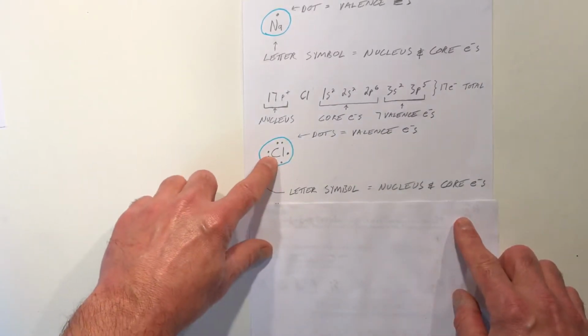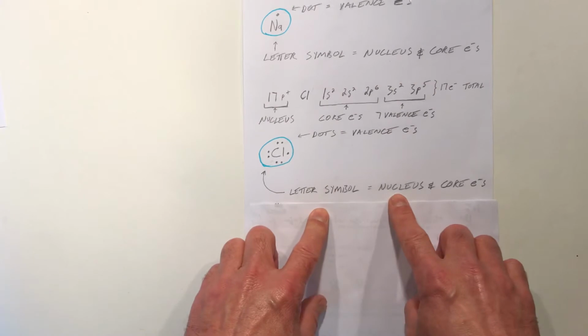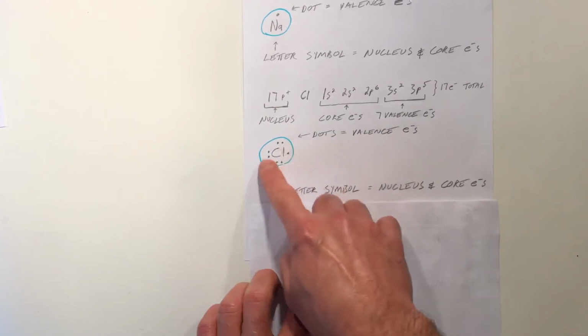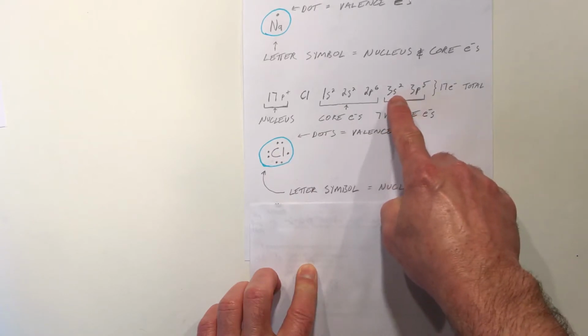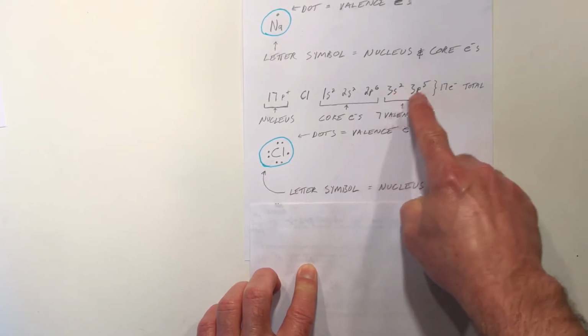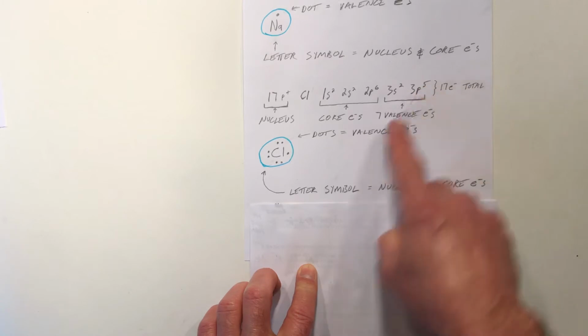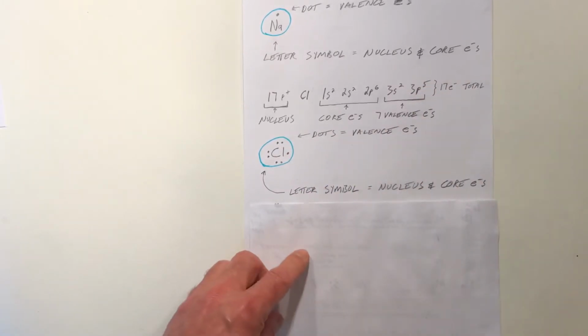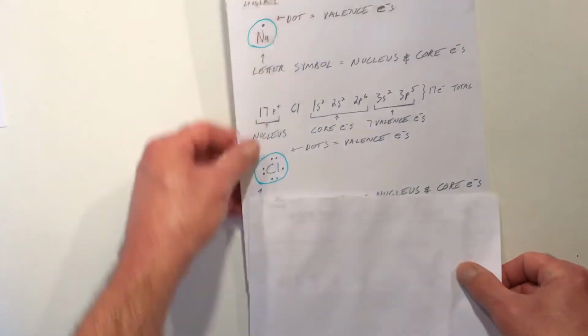The letter symbol Cl represents the nucleus and all the core electrons for chlorine. And then there are 7 dots representative of these 7 valence electrons, 3s2 3p5, right? 2 and 5 make 7. We have 7 dots there. Those are the valence electrons. So this allows us to really just focus on the valence electrons of the atoms.